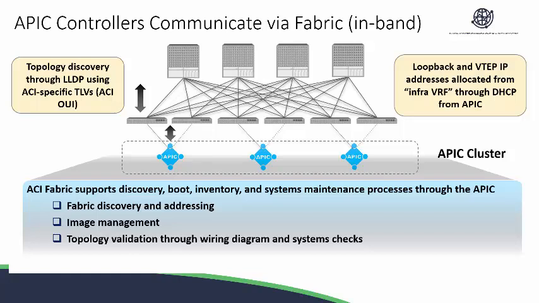So the APIC controllers communicate via the fabric in band. What actually happens is that topology discovery is through LLDP using ACI-specific TLVs. Loopback and VTEP IP addresses are allocated from the infra VRF through DHCP and from the APIC. So the APIC uses in-band connectivity for node communications. ACI exploits the capabilities of LLDP, which allow APICs and leaves to discover each other.